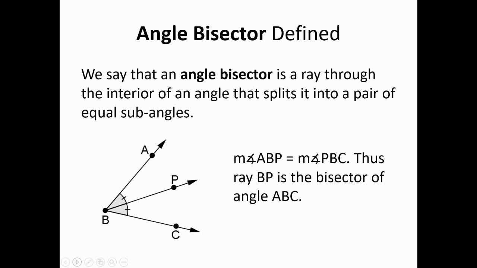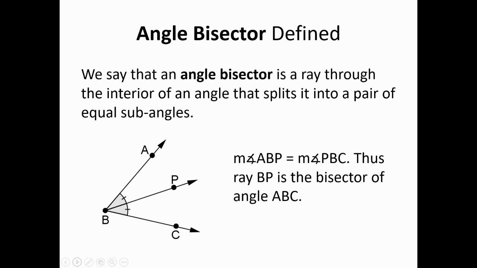So let us say that we have an angle, and we place a ray from its vertex through its interior so that we create a pair of equal adjacent, as it were, sub-angles. Okay, so when we do that, we say that the ray that we have placed is the angle bisector.